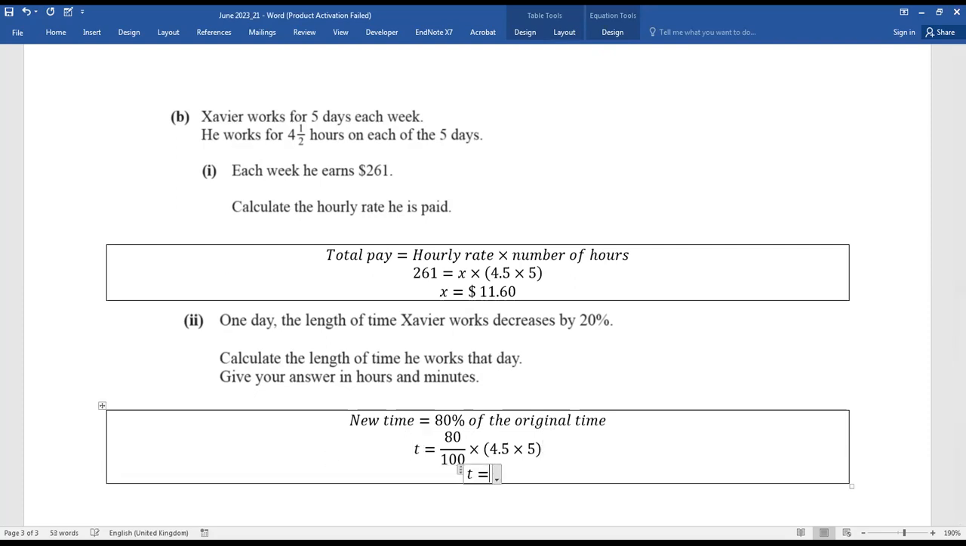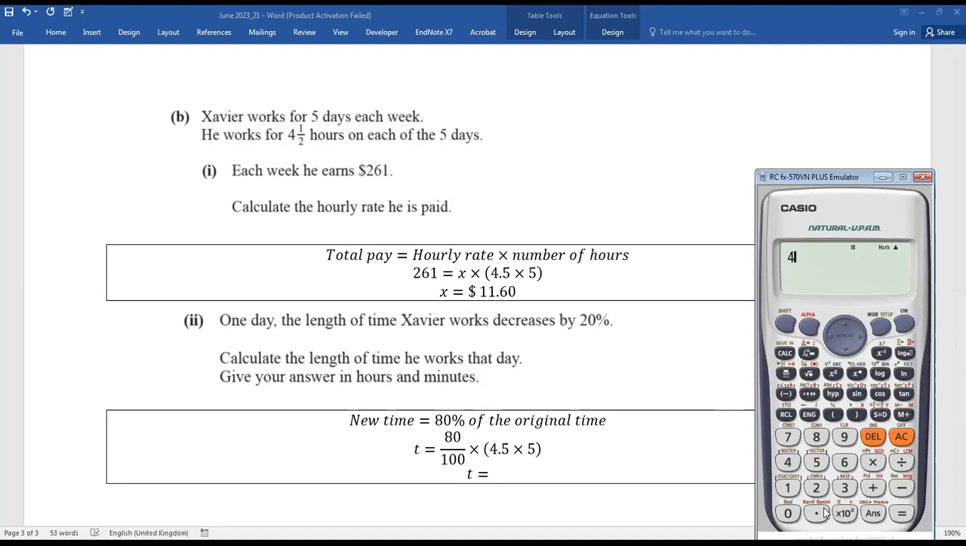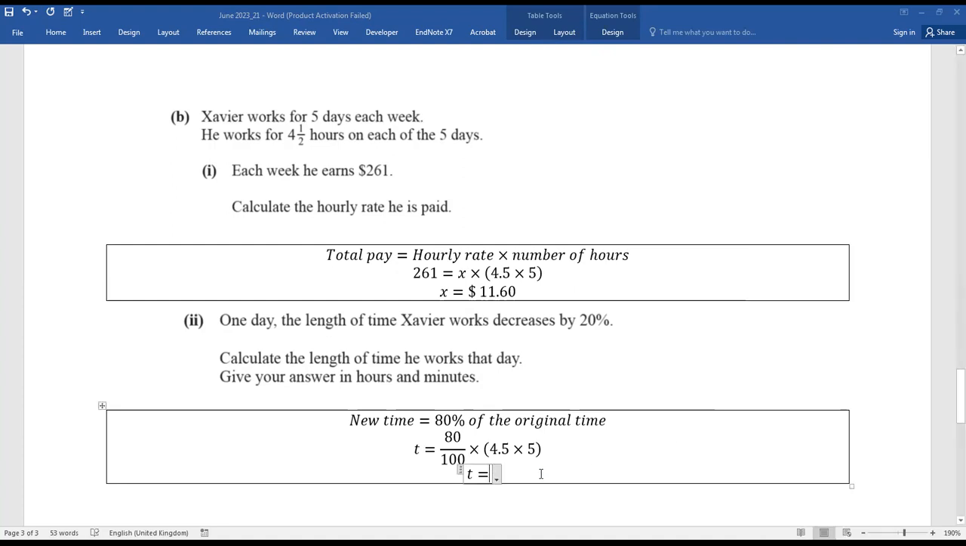So what is the time? You can directly use the calculator. 4.5 times 5, and then multiply this by 0.8. You get 18 hours.